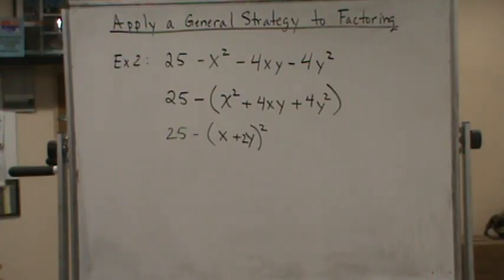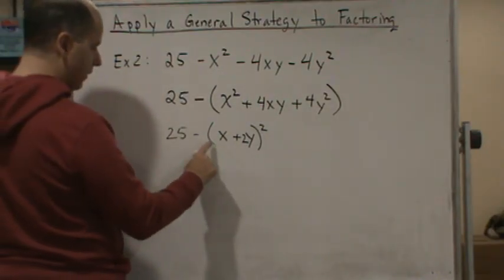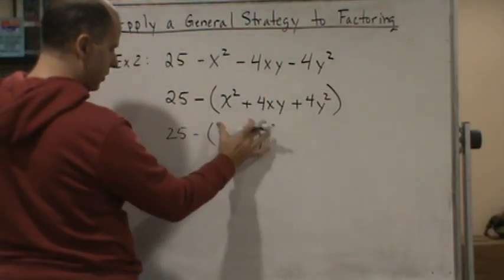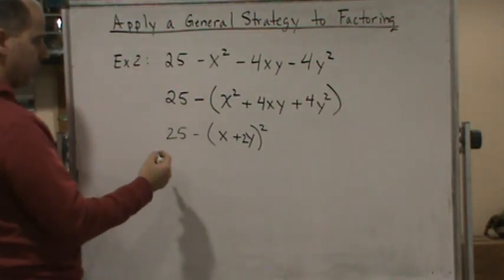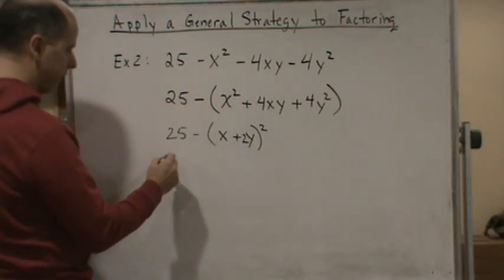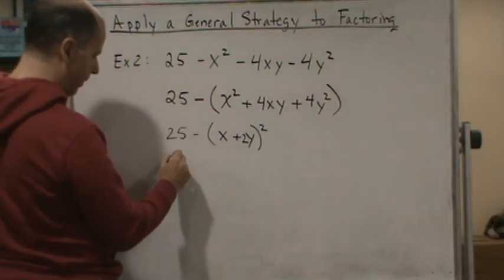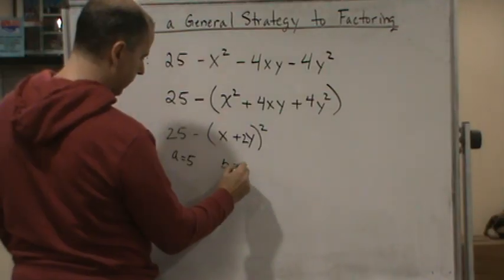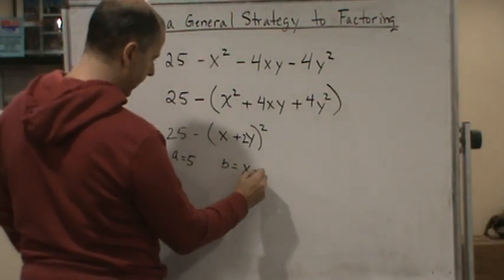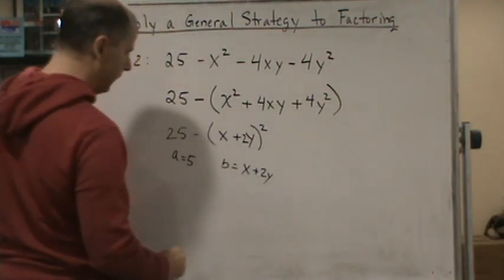But now look what happened. Now I've got what? I've got a difference of 2 squares. This is a square and this is a square. And because it's a difference of 2 squares, I now have an a and b. So a here is equal to 5 and b here is equal to x plus 2y.